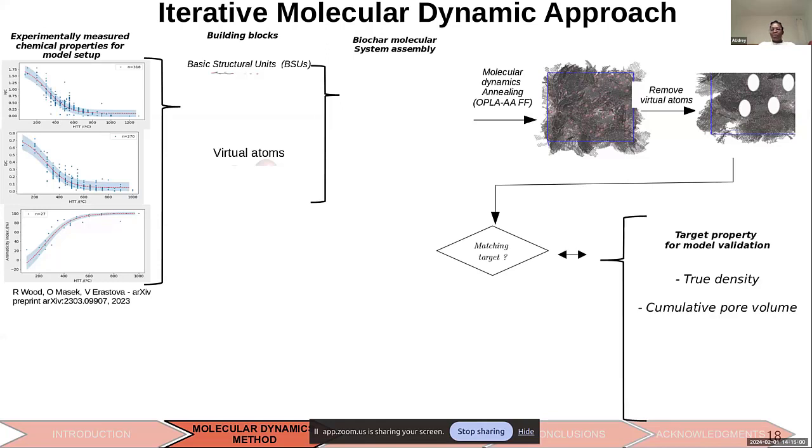So that's more or less what we did, and then we tried to compare again. Okay, true density is already something good. Are we able to improve on the cumulative pore volume? Are we able to improve on the pore size distribution? So that's what we went into.